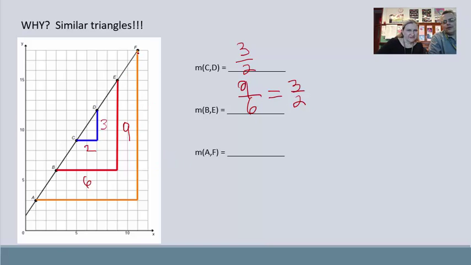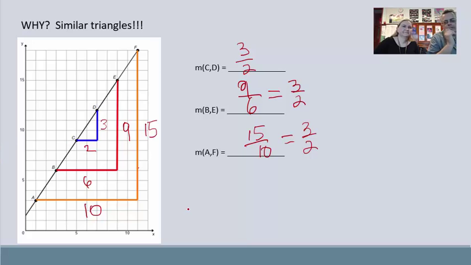For the gold one, let's count again. 2, 4, 6, 8, 10, 12, 14, 15. And for the bottom, 2, 4, 6, 8, 10. So 15/10. But that too reduces to 3/2. So if points lie on the same line, they have the same slope. Any two points on the same line, it doesn't matter.